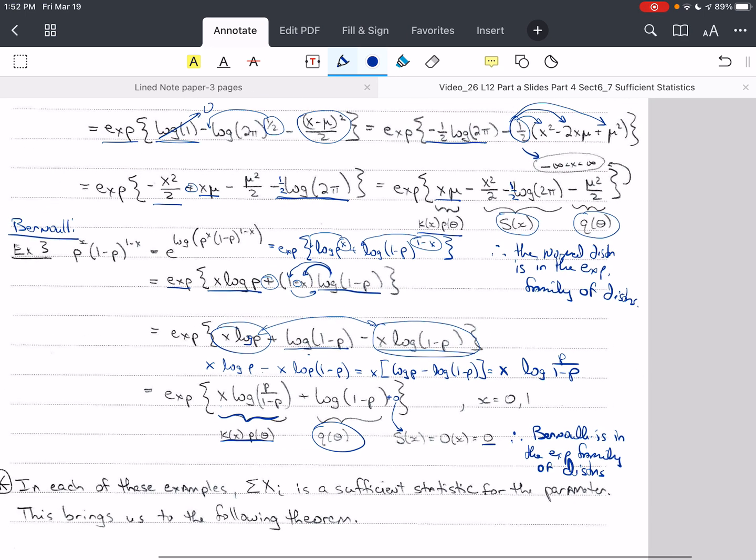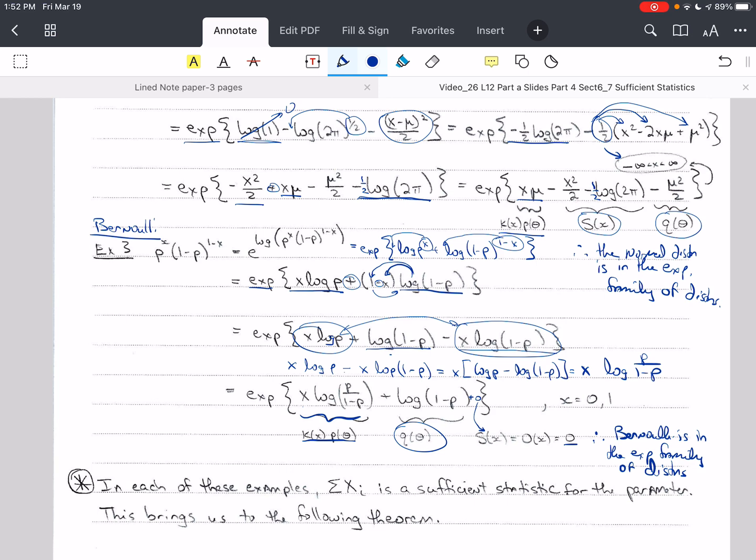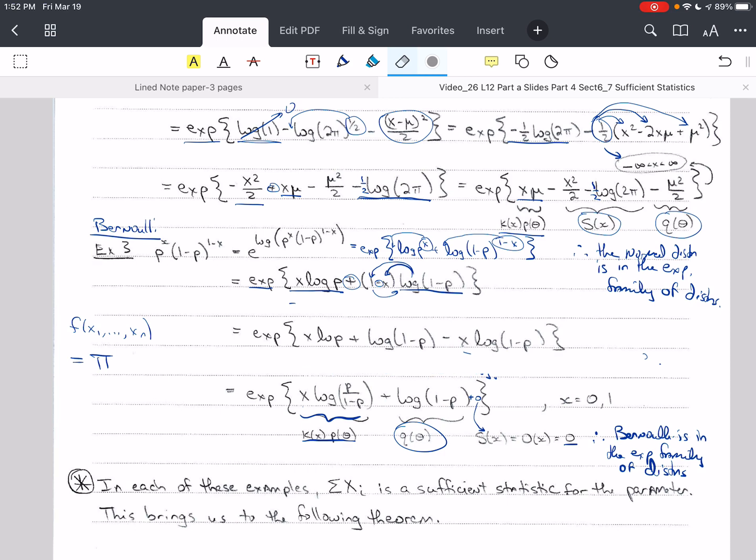Okay. All right. In each of these examples, it would turn out that the sum of x is a sufficient statistic for the parameter. Why? Because this is the individual PMF, the joint PMF would be the product of these, and everything that's in the exponent is going to be summed. Actually, I should use the simplified version down here. So let's look at the final form.